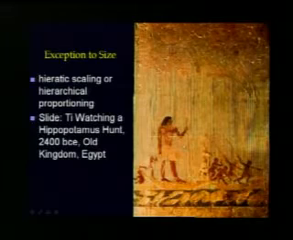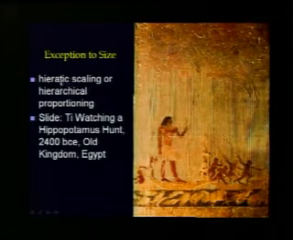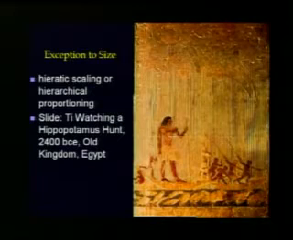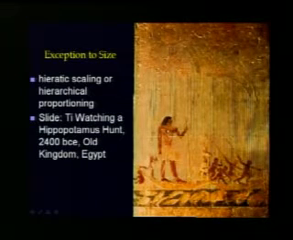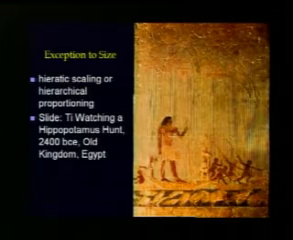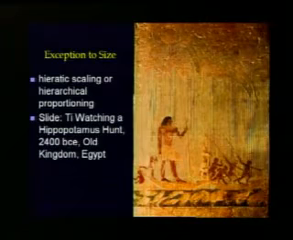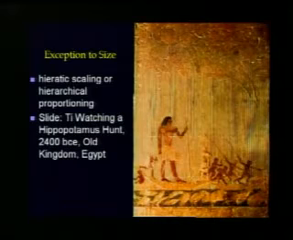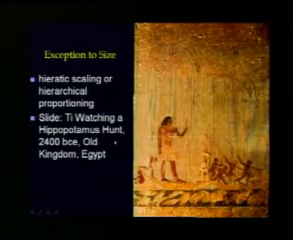But this artist is using what is called hieratic scaling, or hierarchical proportioning. What hieratic means is symbolic scaling. So, symbolically, they're saying he's more important than all the rest, and so we're showing him larger. So it's not always been the case that size shows distance. It may show importance. It may have some other symbolism attached to it.